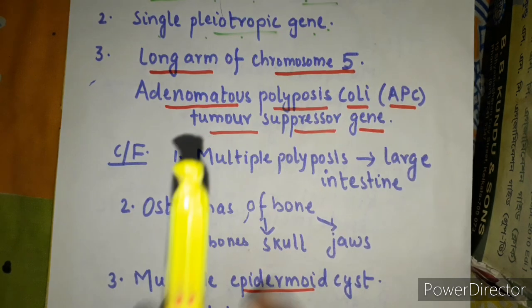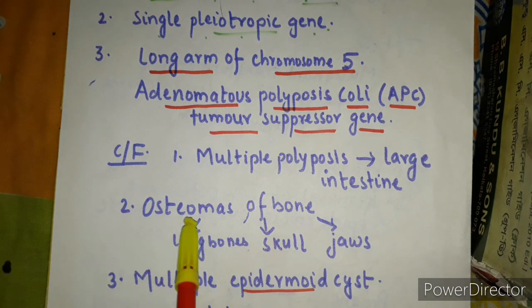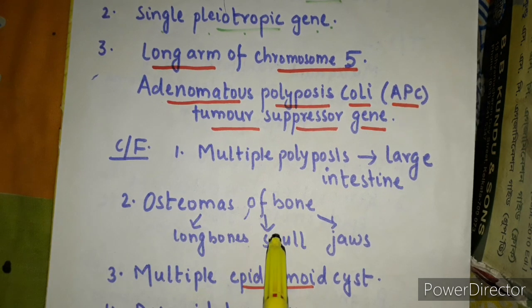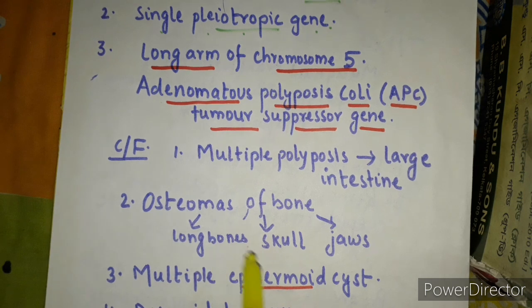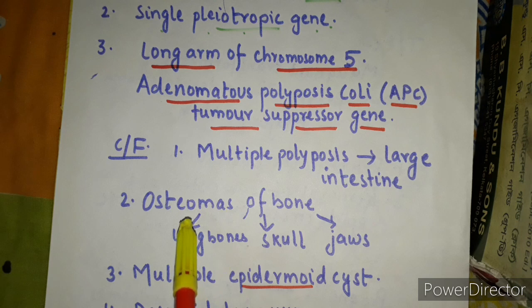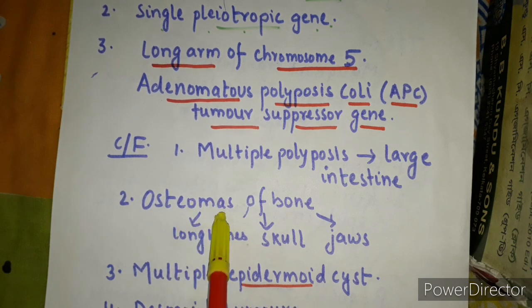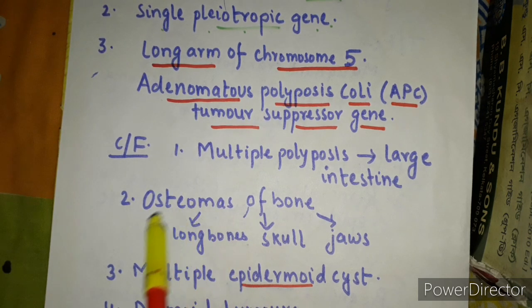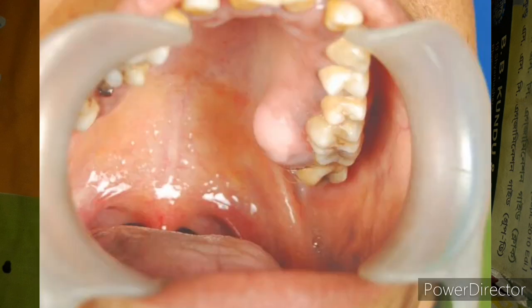Our second point is there will be osteomas of the bone, particularly of the long bones, the skull and the jaws. What do we mean by osteomas? Oma means tumor and osteoma means tumor of the bone. So there will be osteomas of bone. As you can see here, there is an osteoma in the jaw.